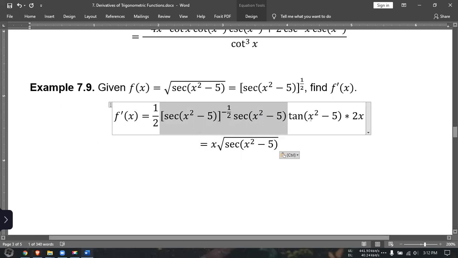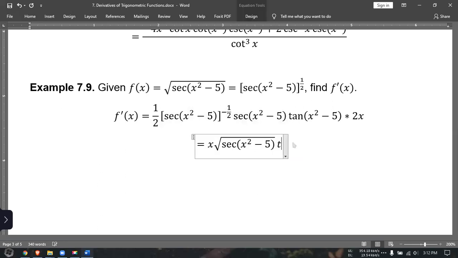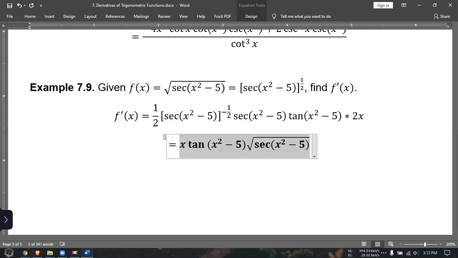And we have tangent x squared minus 5. Now, you could write that outside the tangent. Okay, outside the tangent. But to have a more understandable solution, we can just write tangent here. X. So this is now our final answer. X tangent x squared minus 5 square root of secant x squared minus 5. Any question?